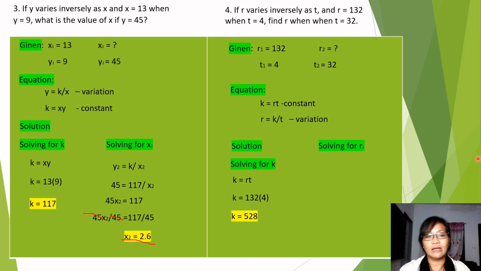Solving for the unknown R sub 2, we're going to use the variation equation R sub 2 is equal to K over T sub 2. So we're going to use this given. Then substitute, R sub 2 is equal to, our K is 528 divided by T sub 2, which is 32. So 528 divided by 32, we have R sub 2 is equal to 16.5.